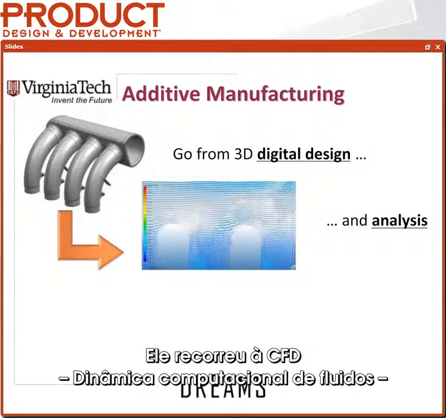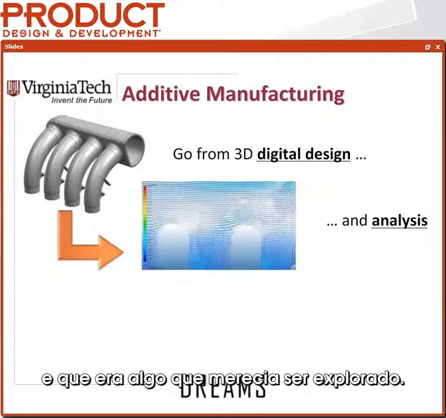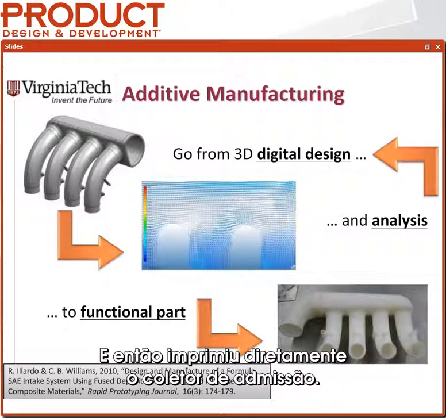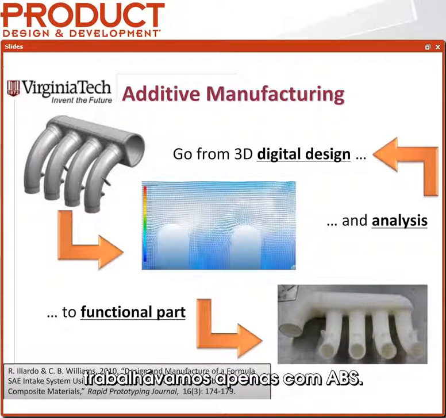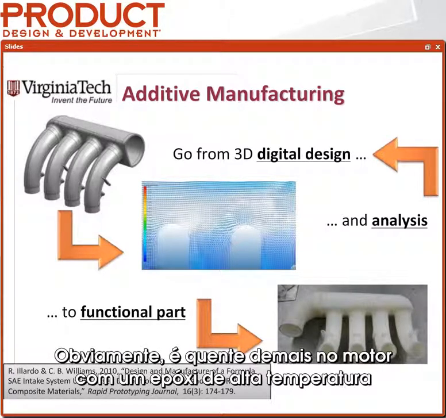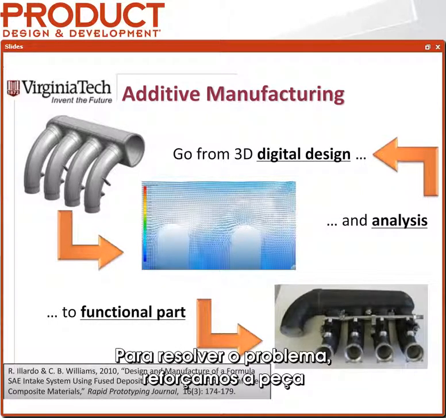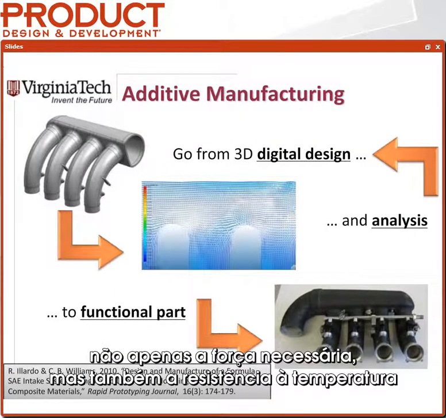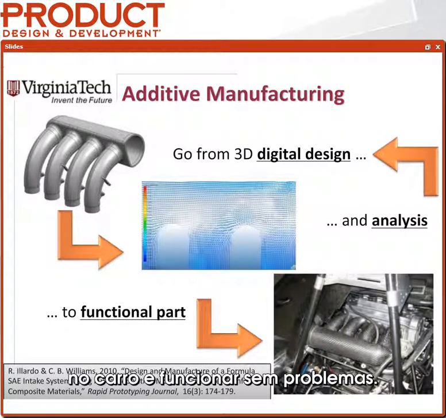He'd gone to CFD, computational fluid dynamics, to prove that his design was ideal and was something worth exploring. And he did iteration work, and then he directly printed that intake manifold. Now, at the time, this is my first semester here at Virginia Tech, we were working just with ABS, and it's just a little too hot on the engine to put a direct polymer part, obviously. So to solve that problem, we reinforced that part with a high-temperature epoxy and did a carbon fiber layup, which gave it not only the strength it needed, but also the temperature resistance to actually be installed directly onto the car and run with no problems.